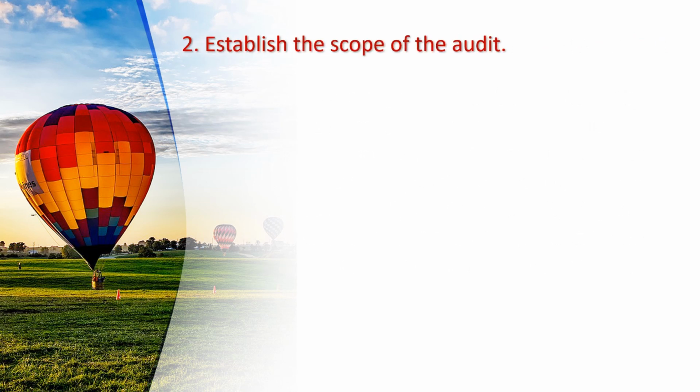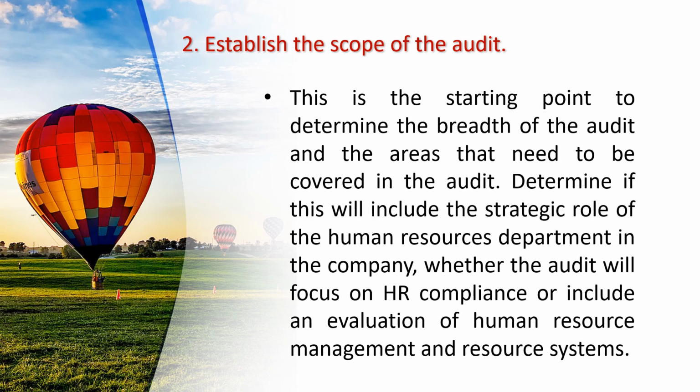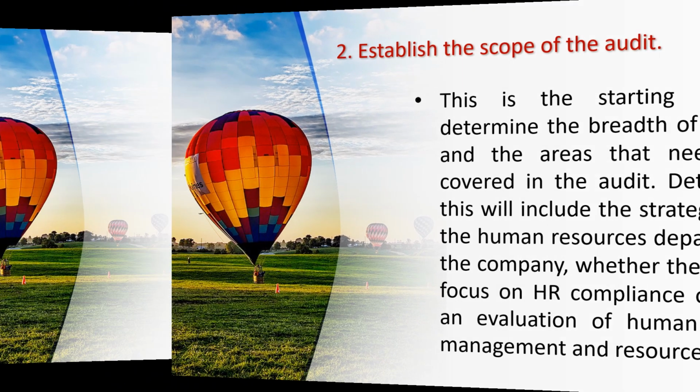Number two, establish the scope of the audit. This is the starting point to determine the breadth of the audit and the areas that need to be covered in the audit. Determine if this will include the strategic role of the Human Resources Department in the company, whether the audit will focus on human resource compliance or include an evaluation of human resource management and resource systems.